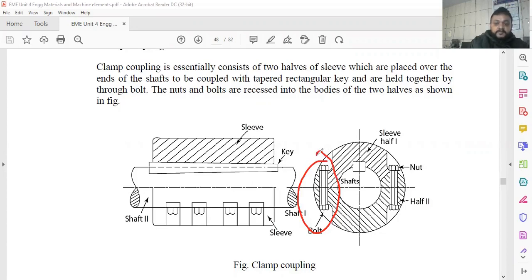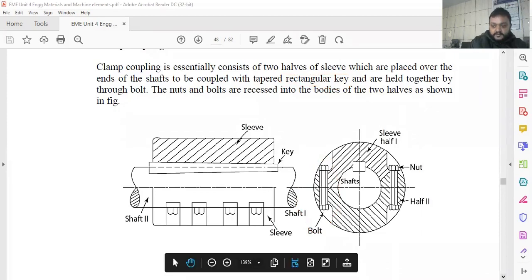It can transmit more power because the key alone does not have much strength. During a sudden rise in power transmission, the key may not withstand that kind of load or torque produced during high transmission. To avoid that, we use a bolt and nut arrangement to clamp two sleeves together around the shaft. You can see here, it can transmit more power. That is the main function. And instead of a gib-headed key, we are using a rectangular key here, so that easy transmission of the power is possible. That is the main function of the key.